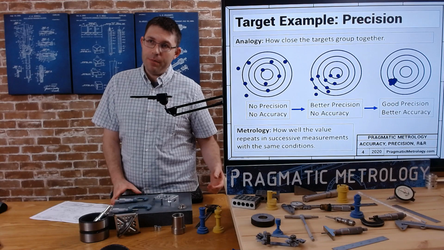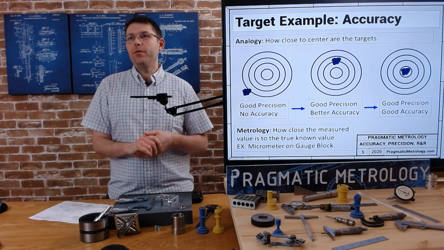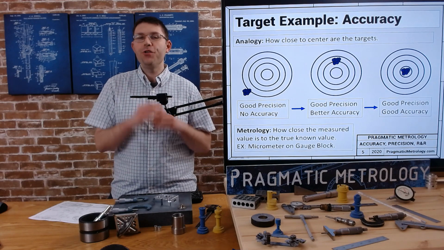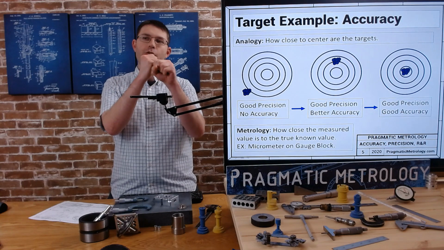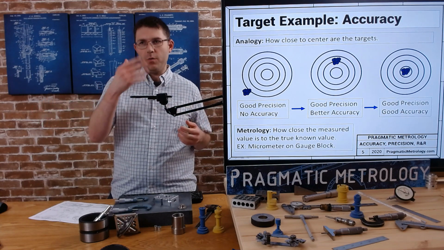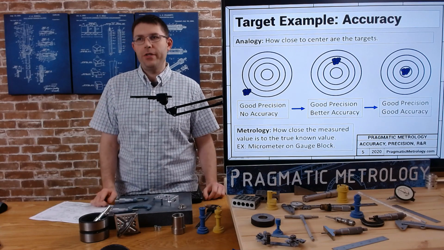So I like to start with precision so that we can do an accuracy example. Following with the same concept, the one on the left, good precision, right? We've got a nice tight grouping of targets, but there's no accuracy. It's way off on the outside and the bottom, nowhere near the bullseye.